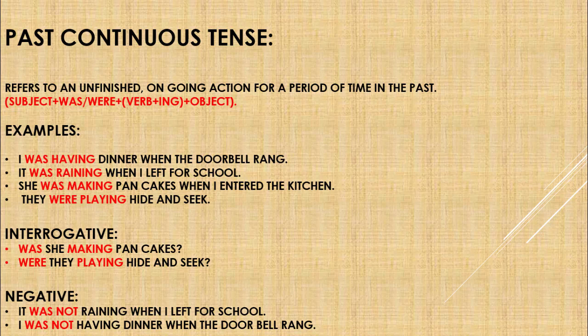We start an interrogative sentence with the auxiliary verb was or were. Was she making pancakes? Were they playing hide and seek? In the negative sentences, we use not after the auxiliary verb was or were. As you can see in the examples, it was not raining when I left for school. I was not having dinner when the doorbell rang.